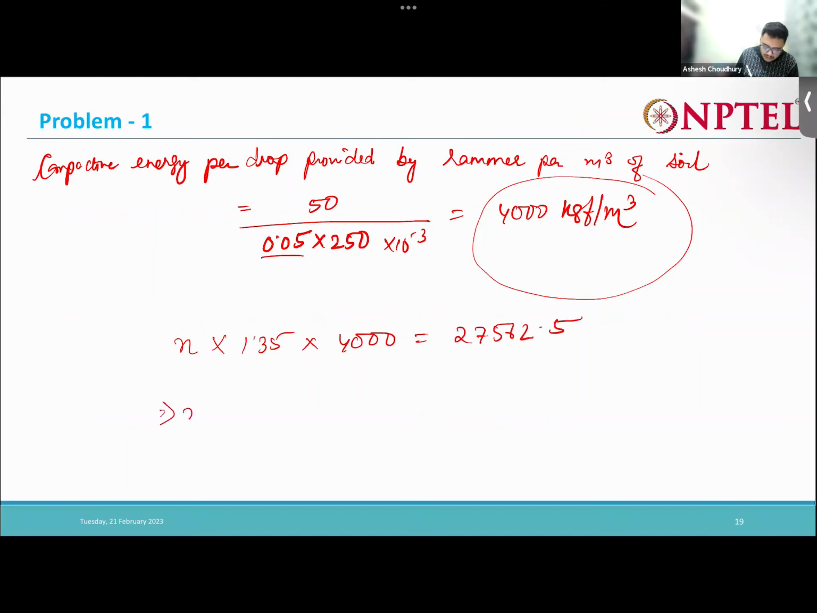So 1.35 into 4000 is equal to 27562.5. If we calculate n from here, it is 27562.5 divided by 1.35 into 4000, which is approximately 5.1. So you can do 6 passes. If you do 6 passes using our RMR, that will be more than the energy obtained from the IS heavy compaction.